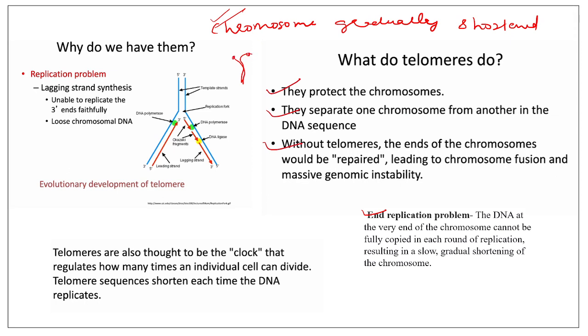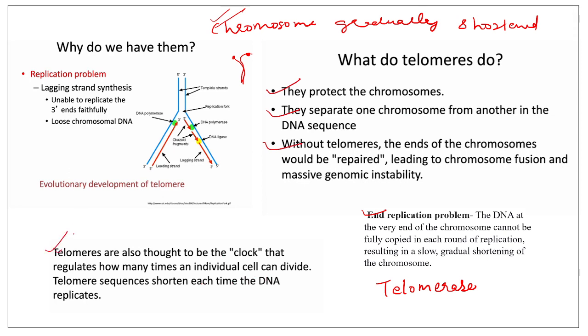And these telomeres not only protect the chromosome, they also try to keep the length of the chromosome stable up to a certain limit. And also, these telomeres are added with the help of the enzyme known as telomerase. Okay, and telomerase is the enzyme that adds telomeres at the end of the chromosomes. And telomeres are also thought to be the clock that regulates how many times an individual cell can divide. Telomere sequences shorten each time the DNA replicates.